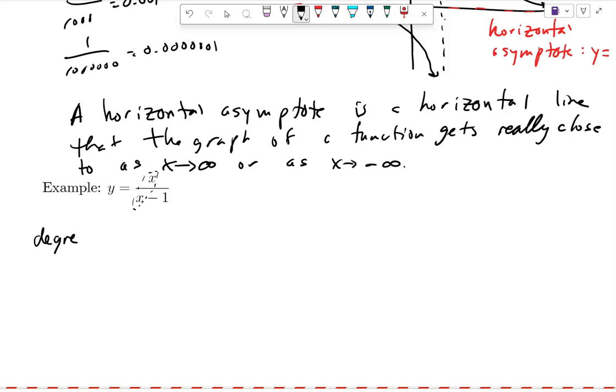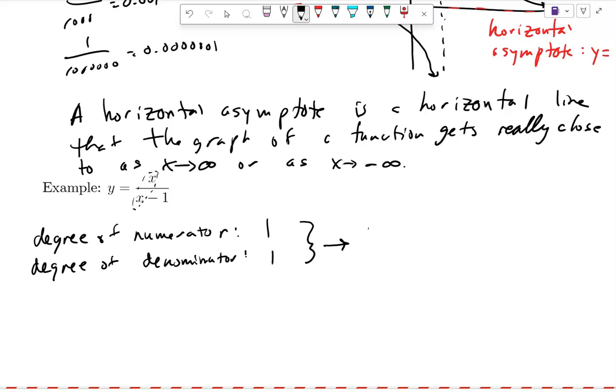Our degree of the numerator is 1, and the degree of the denominator is also 1. So what that tells us is both have similar end behavior. So how do we find the horizontal asymptote if they have similar end behavior?